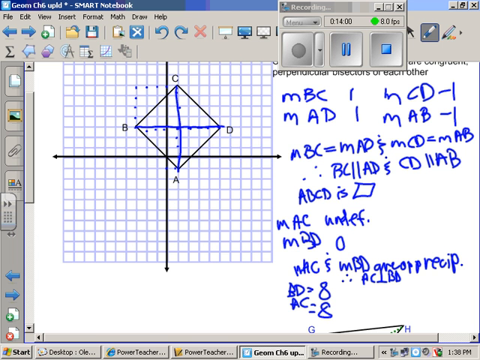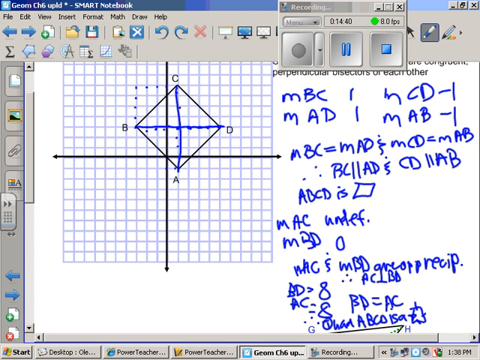Okay? And I think up here it asks to prove it's a perpendicular bisector as well. So if it's a perpendicular bisector, this is 4 and 4. So they bisect each other. To prove that they're equal, then BD is equal to AC. So therefore, quadrilateral ABCD is a square. Okay?